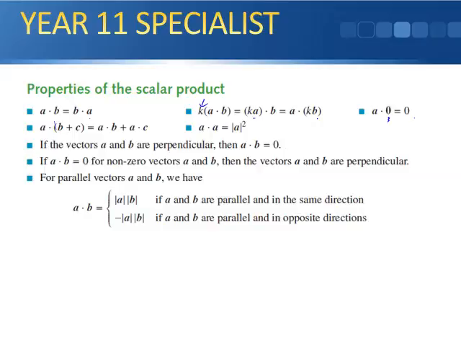If the vectors are perpendicular, then a.b is 0. If a.b equals 0 for non-zero vectors a and b, then the vectors a and b are perpendicular, so it works both ways. For parallel vectors a and b, a.b equals the magnitude of a times the magnitude of b if a and b are parallel in the same direction, and negative magnitude of a times magnitude of b if a and b are parallel but in opposite directions.